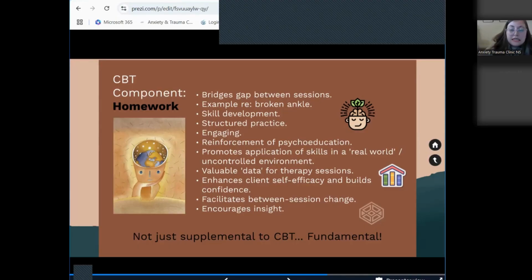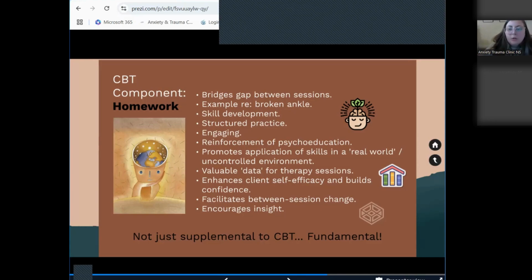Homework also encourages insight. Reflective homework exercises like journaling or thought logs help you to gain a deeper insight into what your thought patterns are, your emotions, your experiences, your behaviors. And when we're aware of something, it's a really critical first step in then changing some of those patterns. If we're not aware, then where does the change come from?